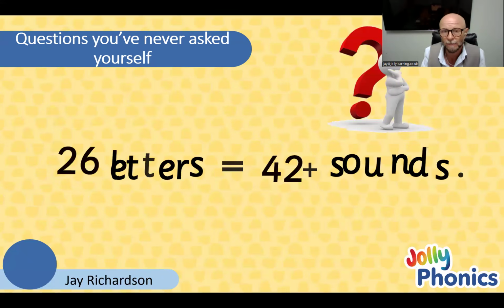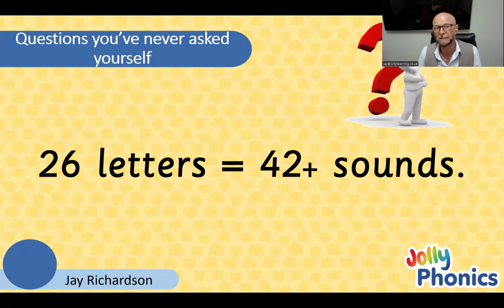Okay, so we've come to the conclusion that English language has only 26 letters, but with those 26 letters, we need to learn how to make over 42 sounds. That implies we need a systematic approach. That's where the S of SSP comes from. You need to systematically work through how we use 26 letters to create over 42 sounds.